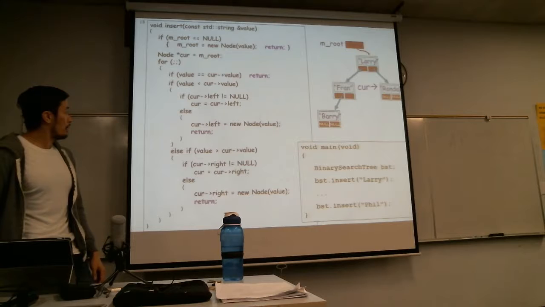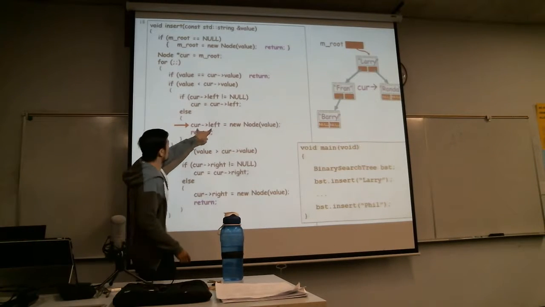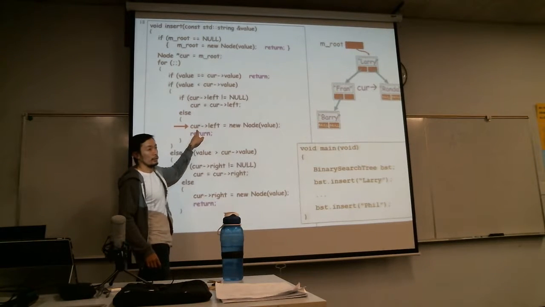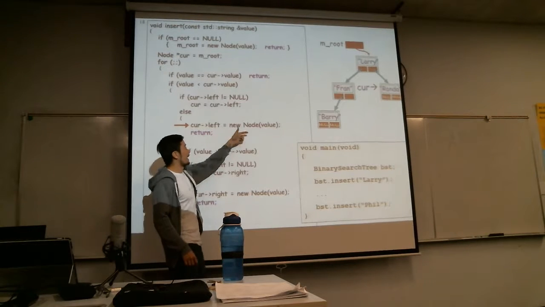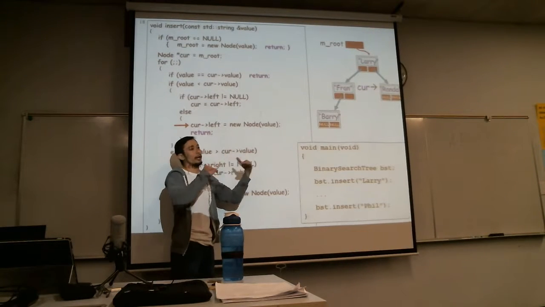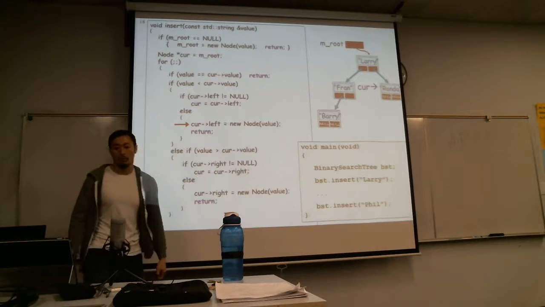So this assignment here: this points to Rhonda. Her left is assigned the address of this new node. I just put it into one line. If you want to break it up into two lines, that's fine.